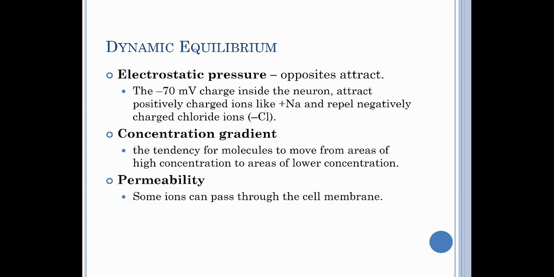The second force of this dynamic equilibrium is the tendency for molecules to move from areas of high concentration to areas of low concentration. Therefore, since the negatively charged chloride ions are concentrated outside of the neuron, they will tend to move into the cell where there are fewer chloride ions. The third factor is permeability, the ability of ions to pass through the cell membrane.